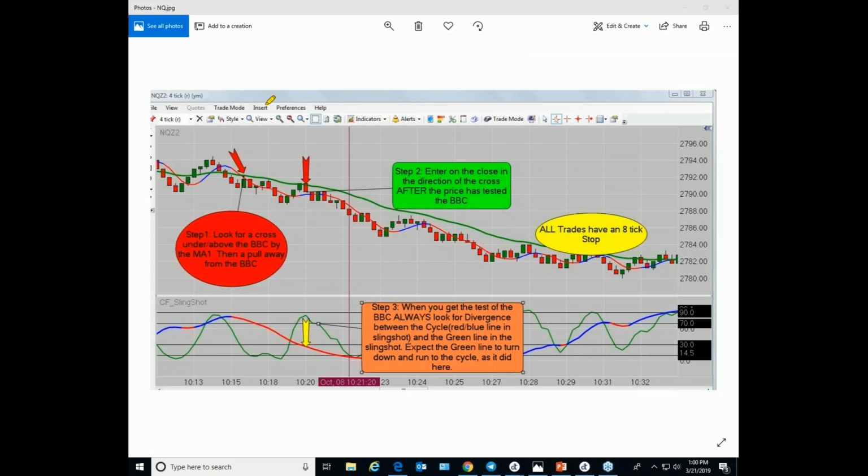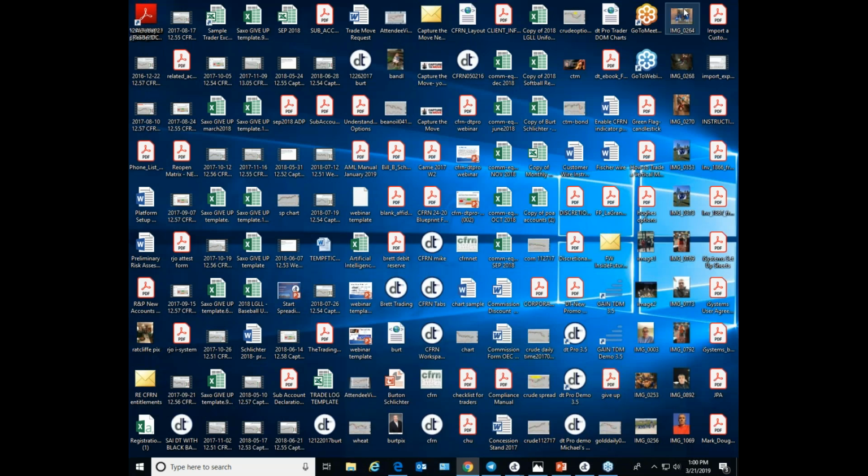All right. We're going to learn about the setup now. Slow motion. So for those guys that are brand new, listen up. First thing we're going to do is talk about the time frame. We're on a 4-tick range chart. So if you have DtPro, how do you get there?